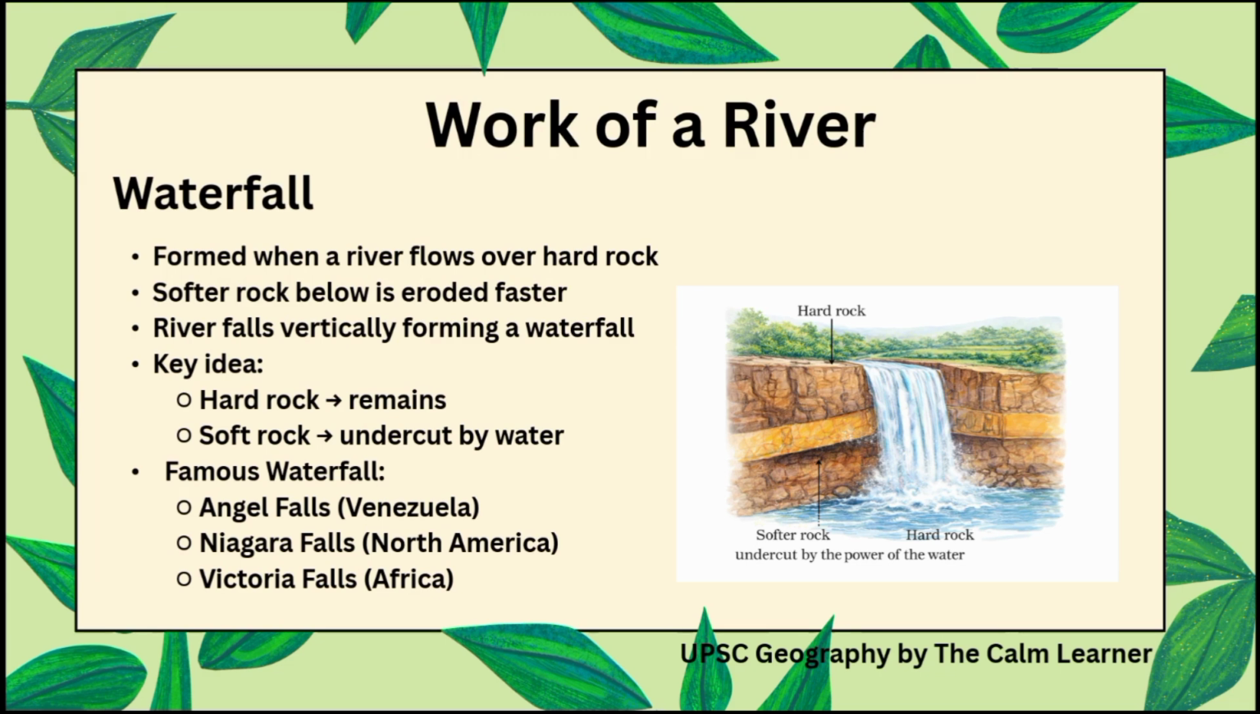Now, let us understand how a waterfall is formed. So, a waterfall is formed when a river flows over a layer of hard rock followed by a softer rock below it. The softer rock is eroded faster by the flowing water. Over time, the hard rock above remains while the softer rock gets undercut. As a result, the river falls vertically from a height, forming a waterfall. The key idea here is that hard rock remains while the soft rock is worn away by water.